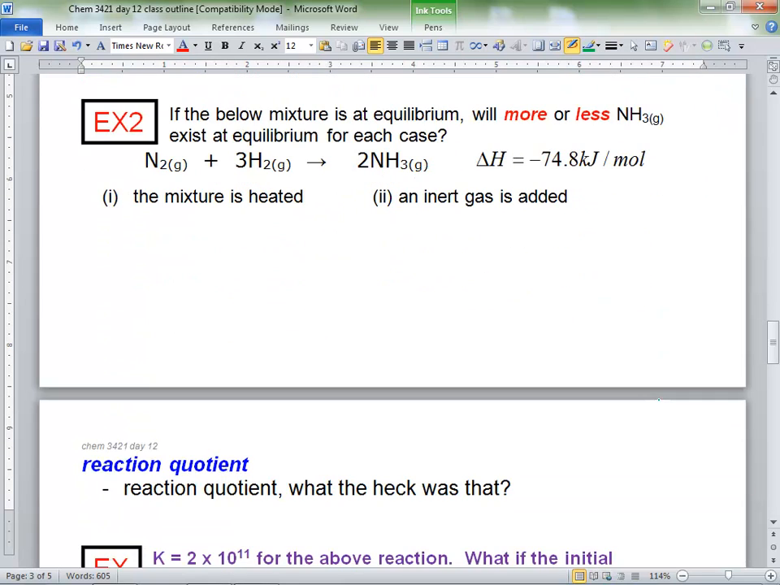Okay. Here's another one that I added. I don't think you have this in your notes. If the below mixture is at equilibrium, will more or less ammonia exist at equilibrium in each case? Okay, first one, we're heating it. Matt, we played this game in general chemistry, but I don't know if you remember it. We heated it. Now, where is heat in the reaction, though? Do you even see heat?